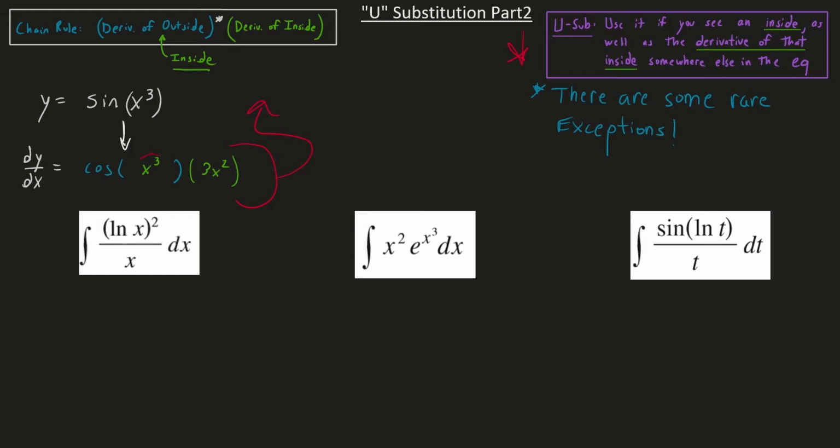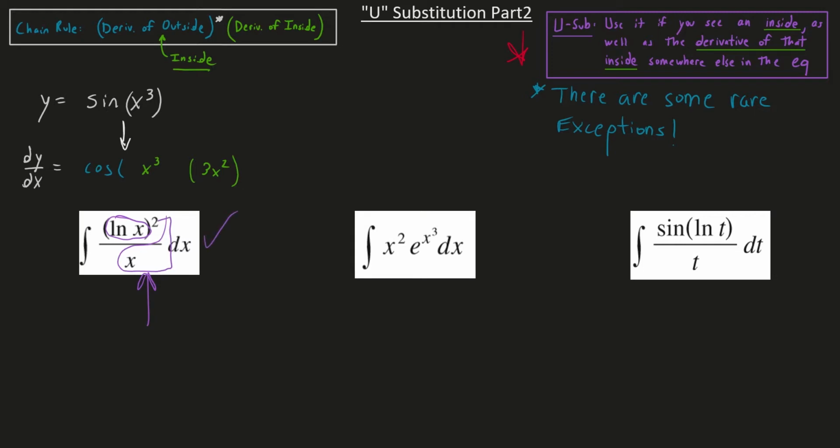Here's what would be our inside, and look, here's the derivative of that inside sitting right there. Well, for this problem, I would definitely make my u, my inside, the natural log of x, because I have 1 over x sitting right there. So that's u sub basically done.